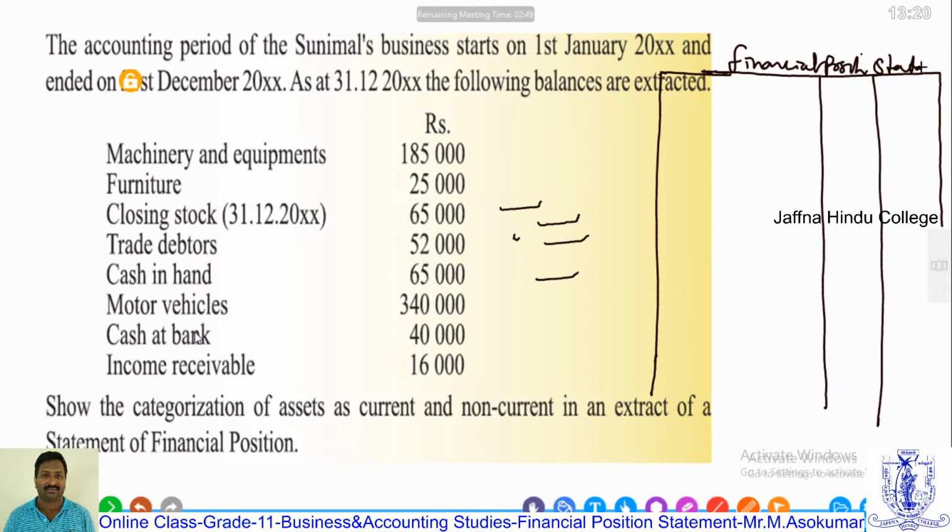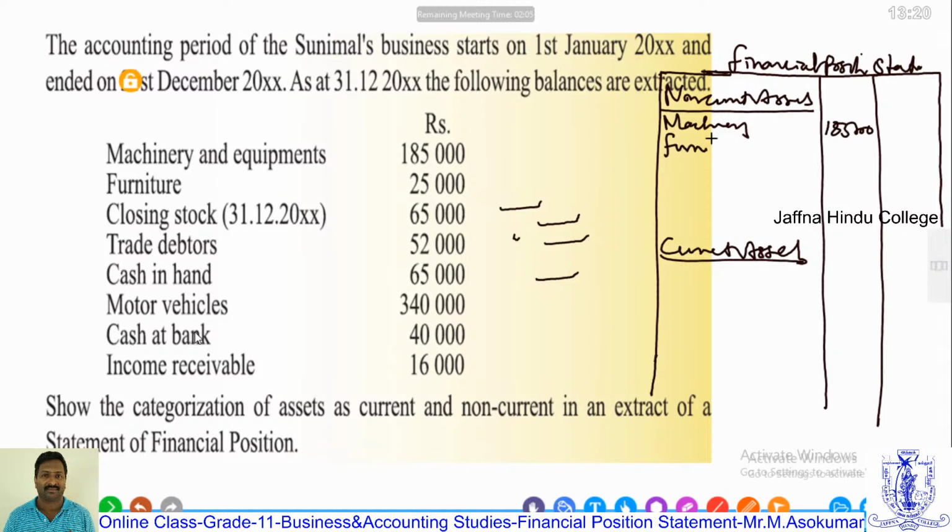Under the two headings, you have to put the headings: non-current assets and current assets. First, machinery and equipment. Machinery and equipment is a non-current asset. This asset is expected to be used more than 1 year. Therefore, it is categorized under the non-current assets. Machinery, rupees 185,000.